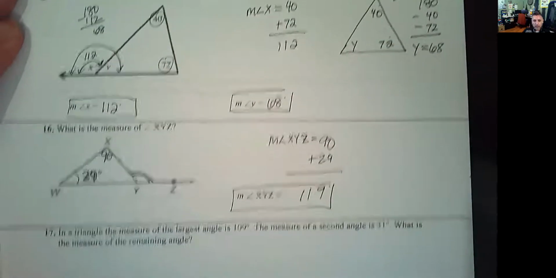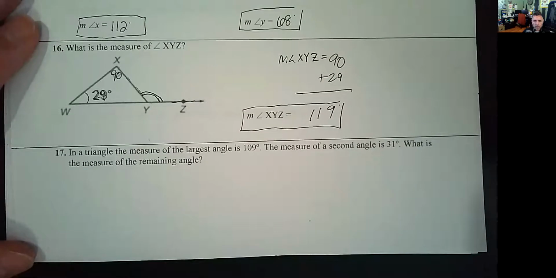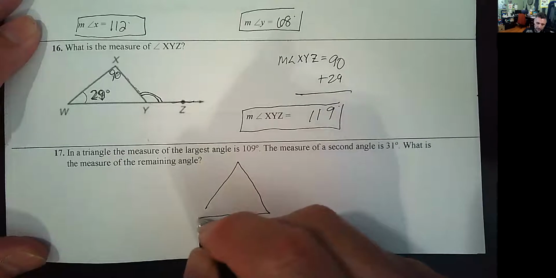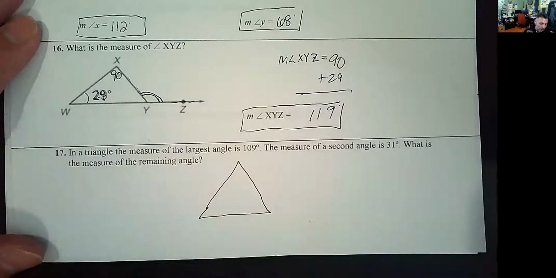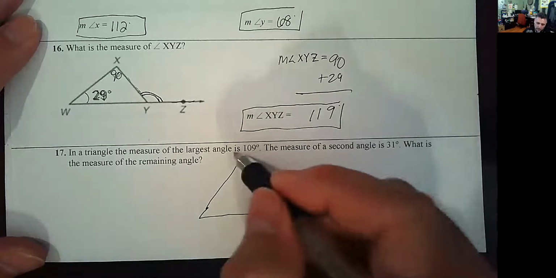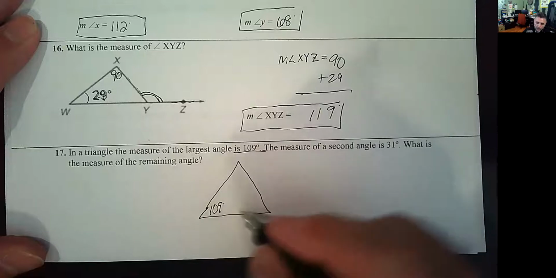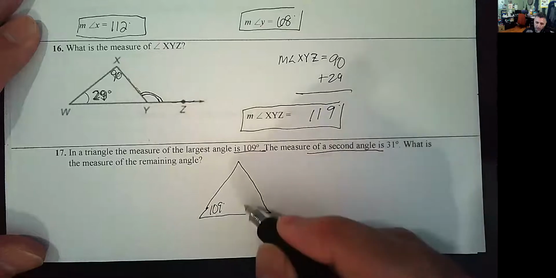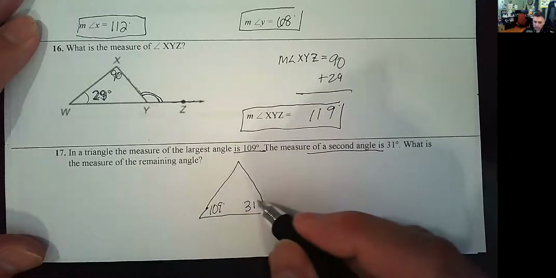And then the last one on this page is in a triangle, the measure of the largest angle is 109. I like to draw it. Now it's not to scale, just make yourself a triangle and then start putting in the measures that they give us. Okay. The first angle they tell us is 109. Doesn't matter where you put it. I'm just putting it down here. And then the second angle measure is 31. Again, it doesn't matter where you put it. I'm just putting it down there.